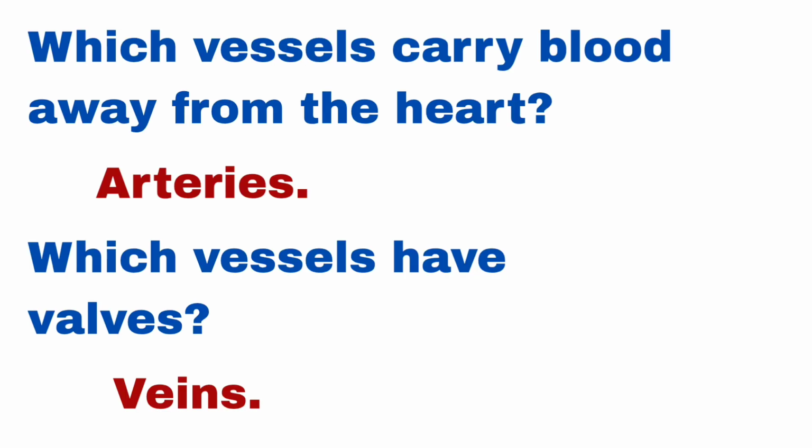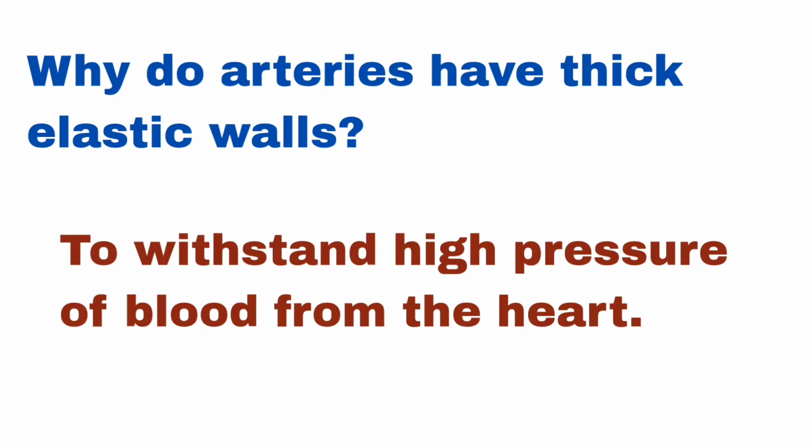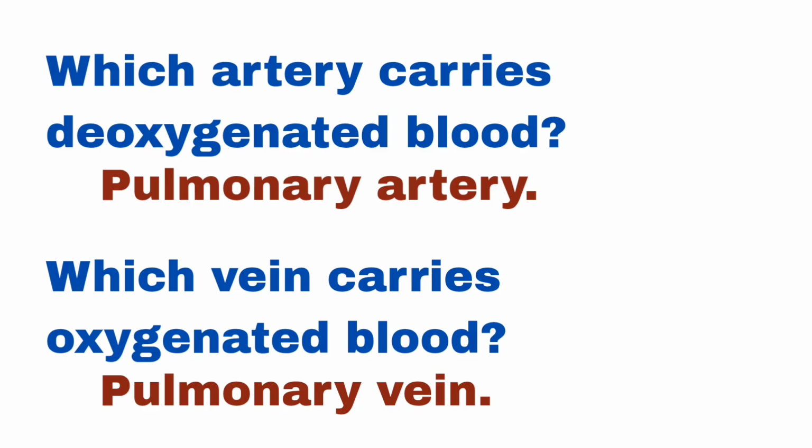So which vessels carry blood away from the heart? Arteries. And which vessels have valves? Veins. Why do arteries have thick elastic walls? To withstand high pressure of blood from the heart. And which artery carries deoxygenated blood? Pulmonary artery. And which vein carries oxygenated blood? Pulmonary vein.